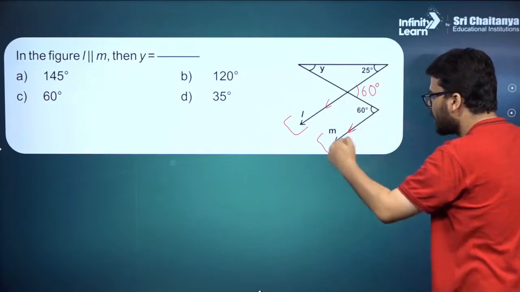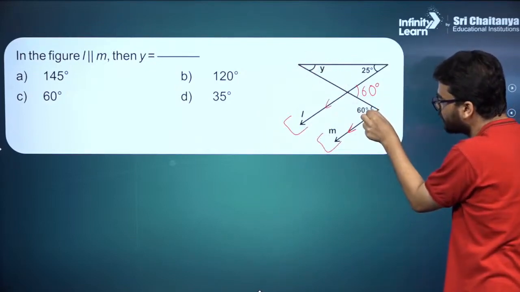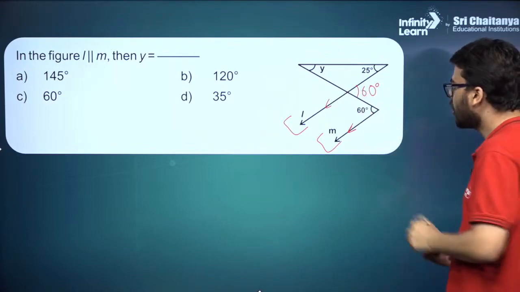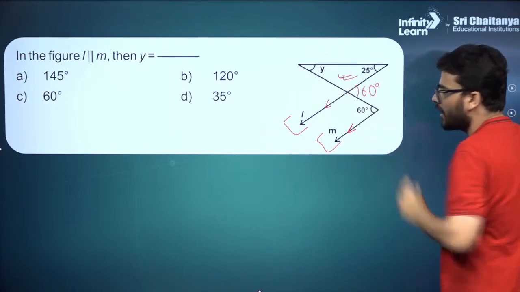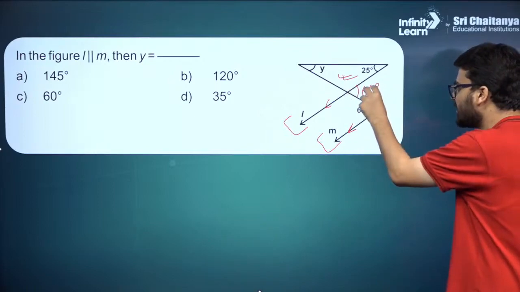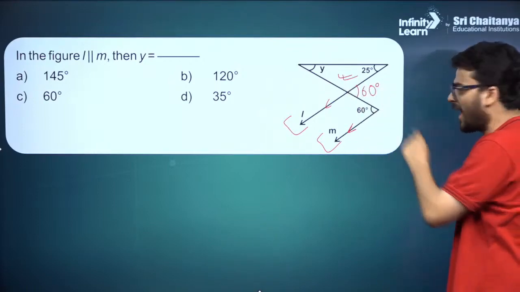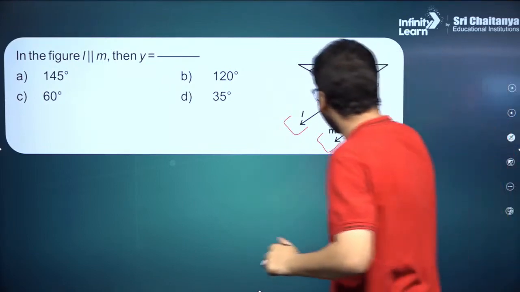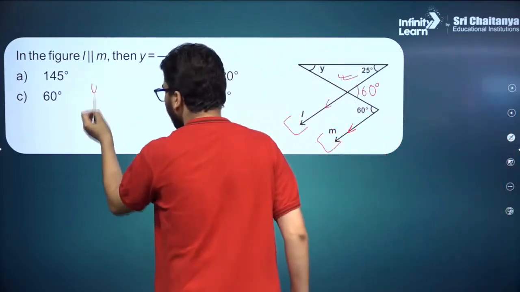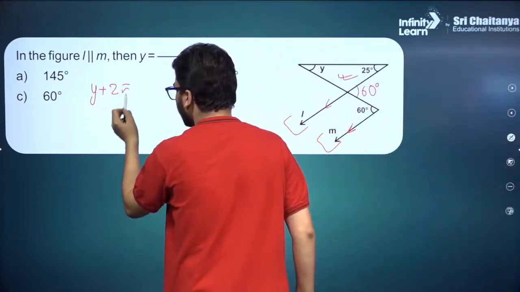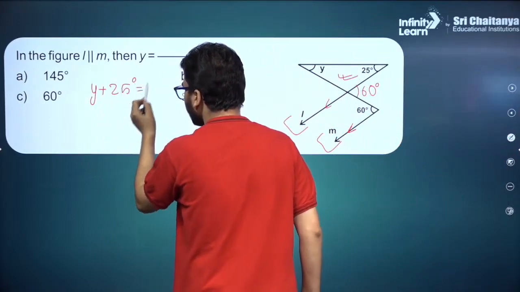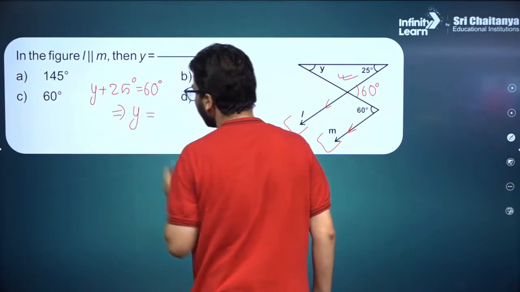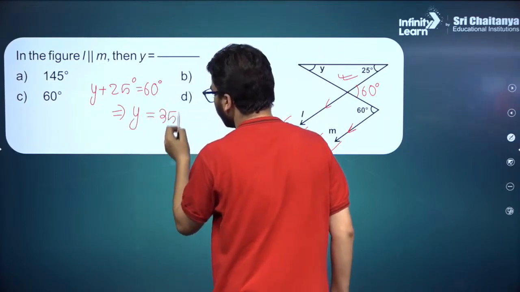If this is parallel to this and this is the transversal, then this angle will be equal to this angle, alternate interior angles. Now if you talk about this triangle over here, can't we say that 60 degrees is the exterior angle and these are the two interior opposite angles? So can I not say that, using the exterior angle property, y plus 25 is equal to 60 degrees. If you solve this equation, y will come out to be equal to 35 degrees?